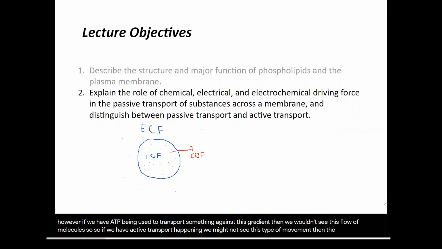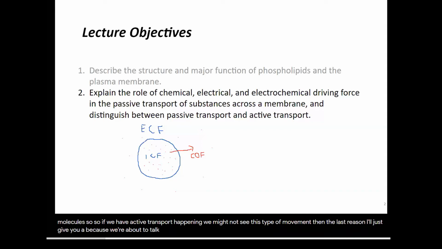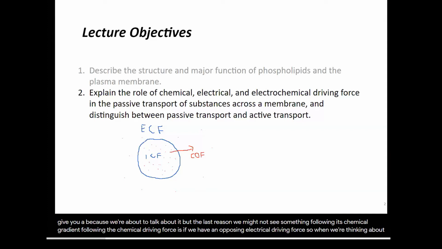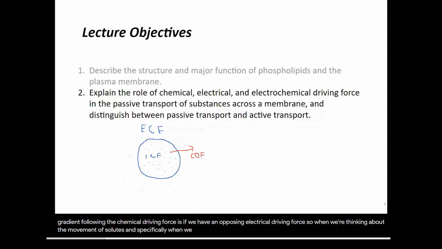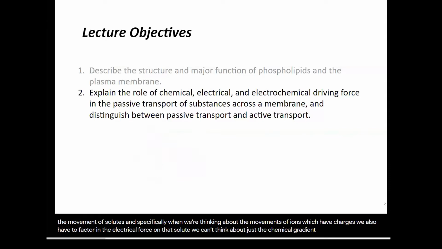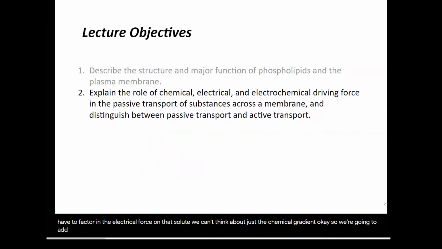Then the last reason, I'll just give you because we're about to talk about it, but the last reason we might not see something following its chemical gradient, following the chemical driving force, is if we have an opposing electrical driving force. So when we're thinking about the movement of solutes, and specifically the movements of ions, which have charges, we also have to factor in the electrical force on that solute. We can't think about just the chemical gradient. Okay, so we're going to add into our picture of the movement of solutes that electrical driving force now.